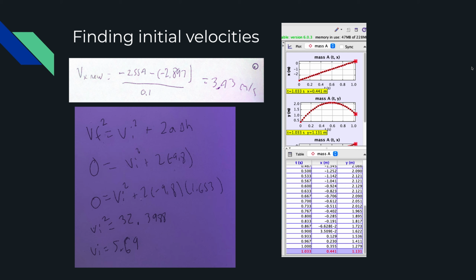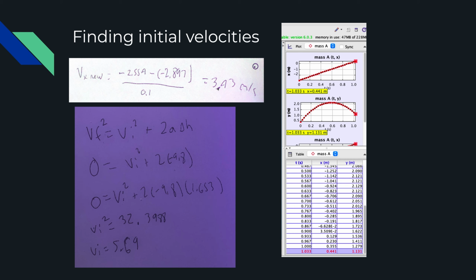Before I got to making my computational model, I first had to find the initial velocities that I could use for our system conditions. To do this, I found the initial x velocity by comparing the position in the fifth frame to the first frame and dividing that by the change in time between those 5 frames, and got 3.43 meters per second in the x direction.